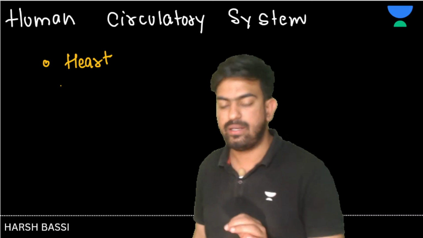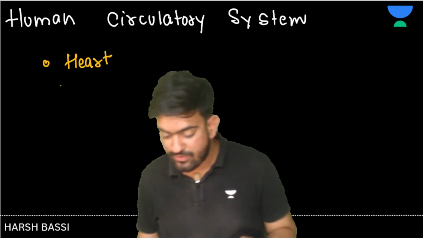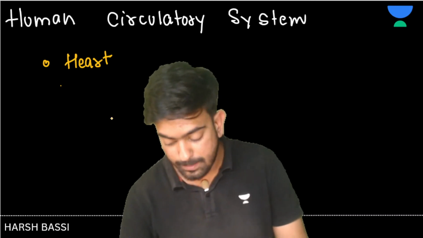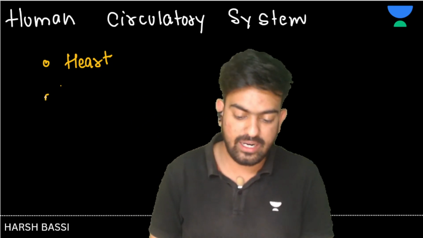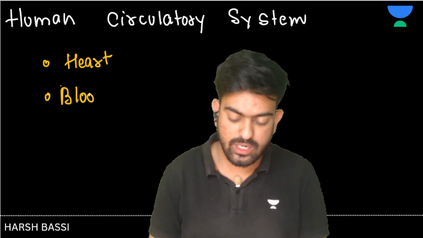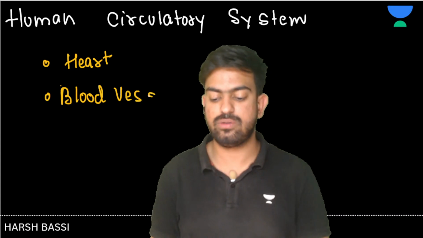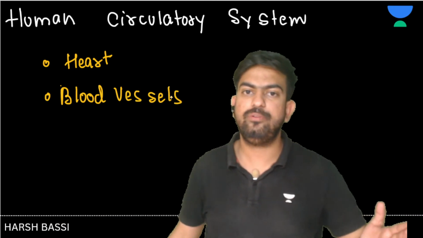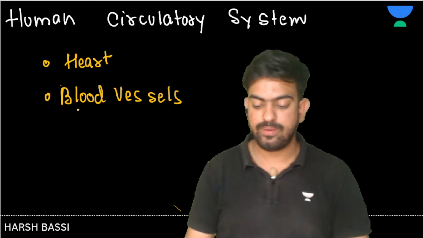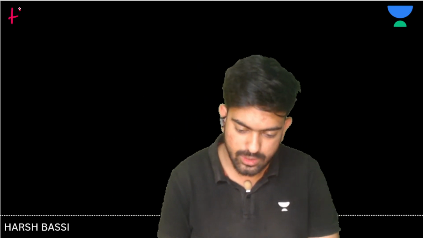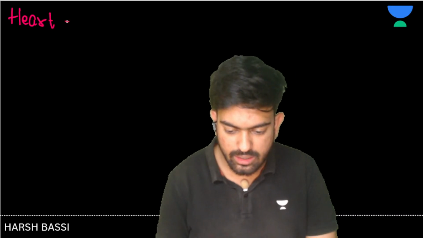Now we have this heart. After the heart, what do we have? We have the blood vessels. Yes or no? We have blood vessels in our circulatory system. Without blood vessels, our circulatory system will be incomplete. So first of all, we will read about the heart, and after that, we will read about the blood vessels. We will not talk about this kind of heart at all. We will talk about the original heart.